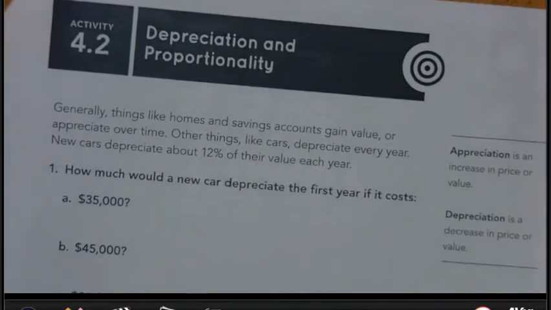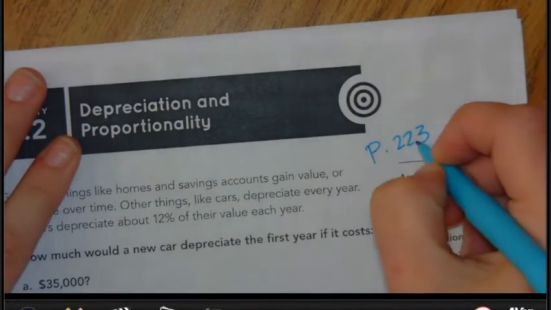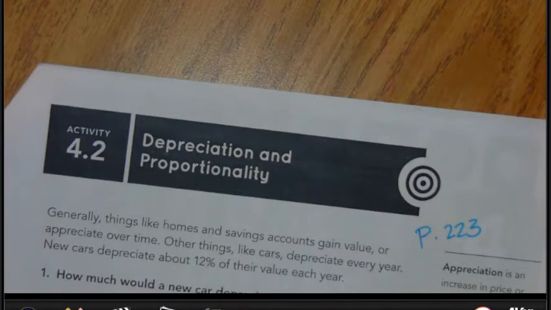All right, flip on over. We're going to skip a couple of questions, and I want you guys to go to page 223 for me. Page 223. We're going to look at 4.2, depreciation and proportionality.